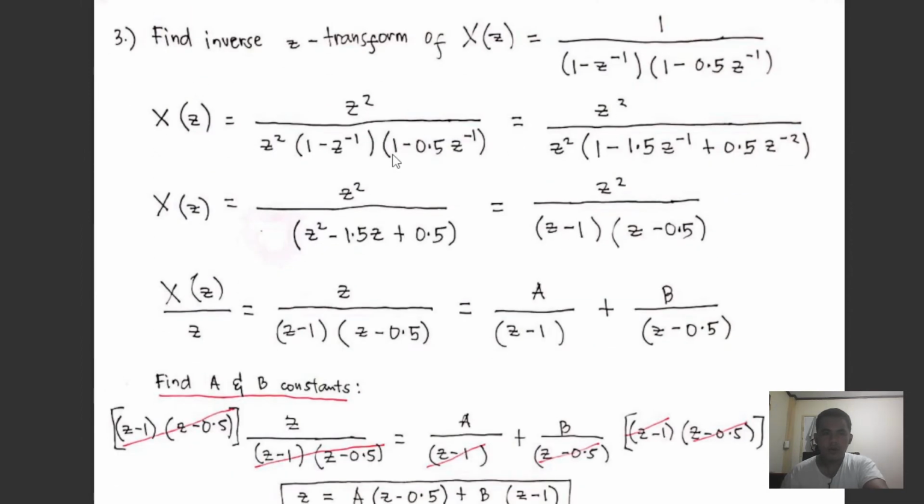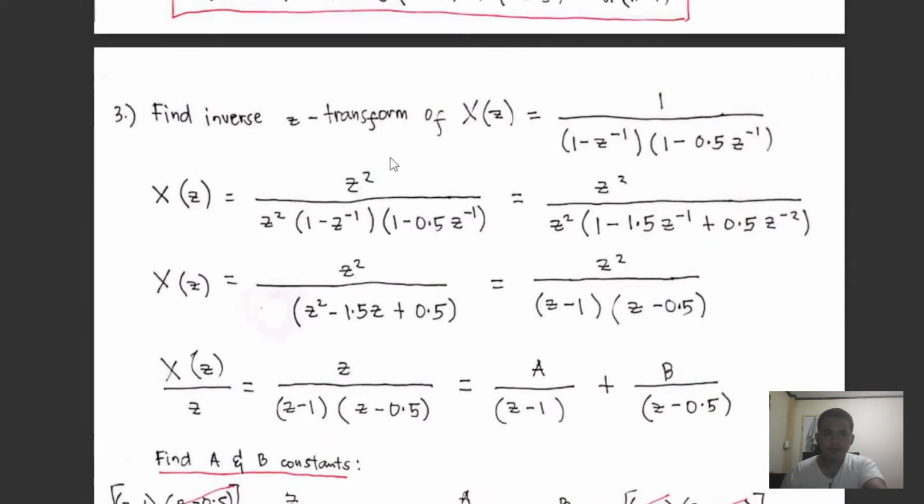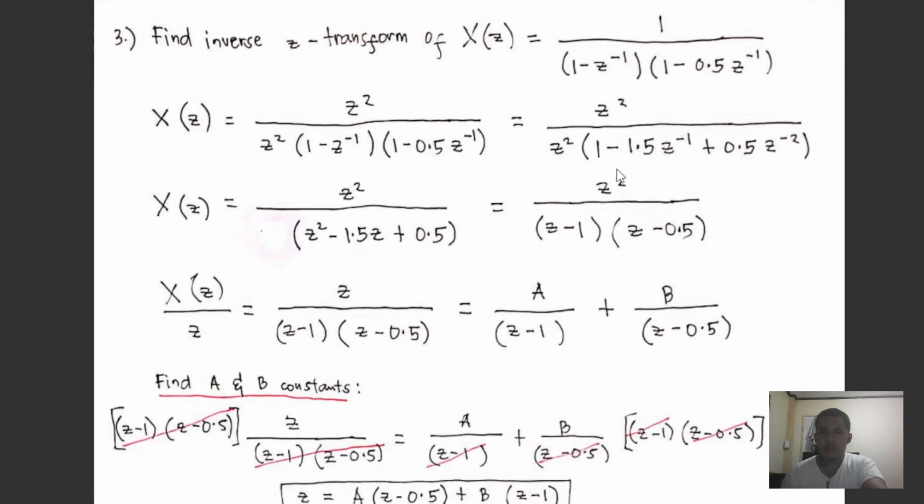Number 3 is find the inverse Z transform of the system X(z), which is equal to 1 over 1 minus z raised to the power of negative 1, multiplied by 1 minus 0.5 z raised to the power of negative 1. The first step is to multiply this system by z squared in both numerator and denominator.